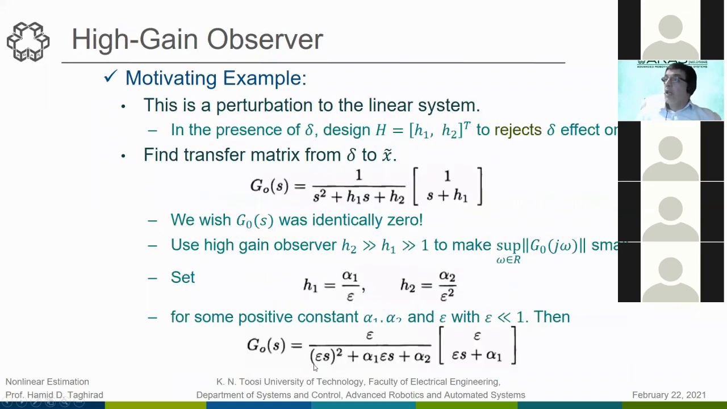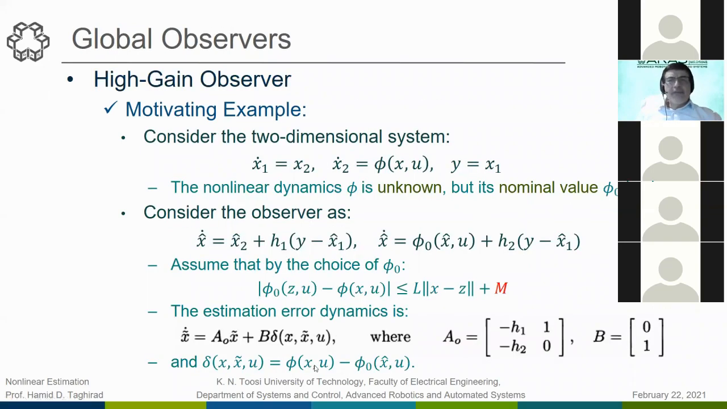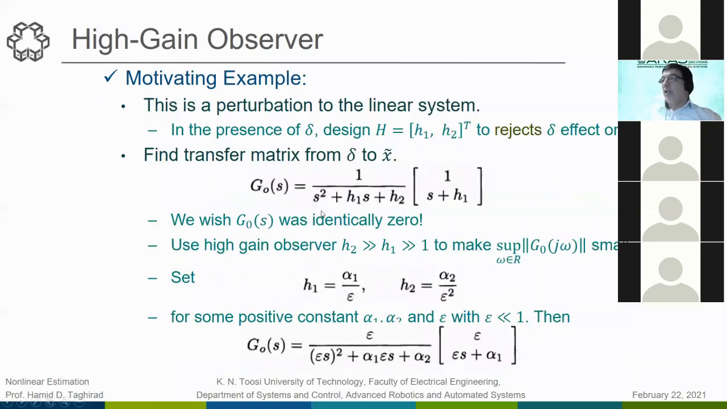Now, let's do a bit of work on this, and since the system is simple, we can find many conceptual design insights here. First, in the presence of delta, the important thing is we want to increase the gain. We would like to have higher gain H. Of course, why higher, as I explained before, to increase the P and to overcome the condition that we have in Lyapunov analysis.